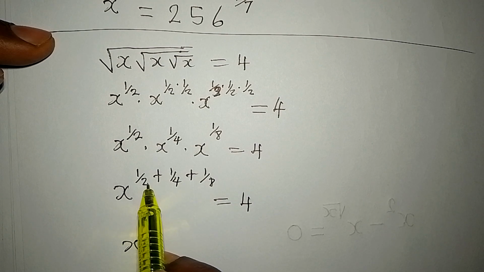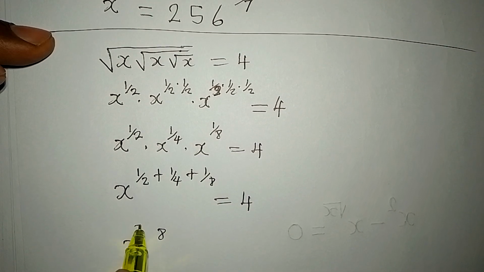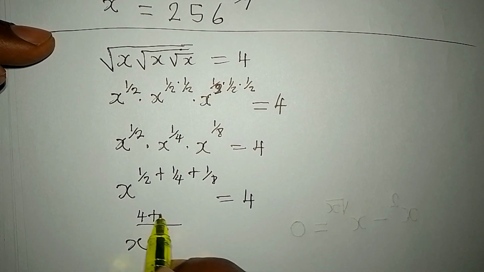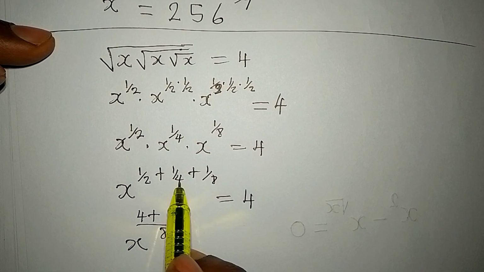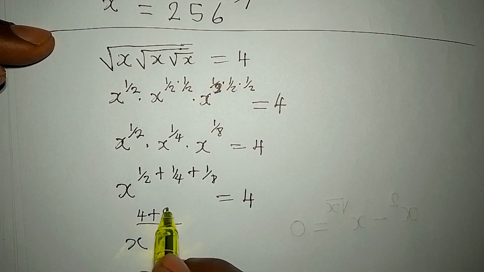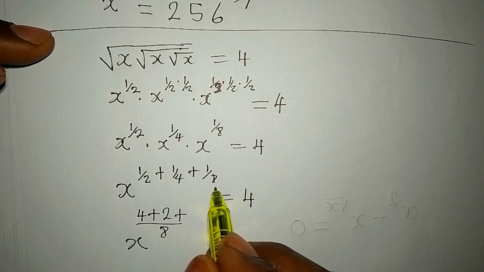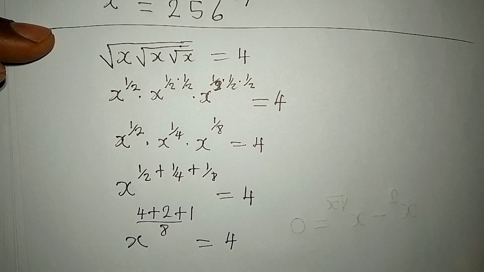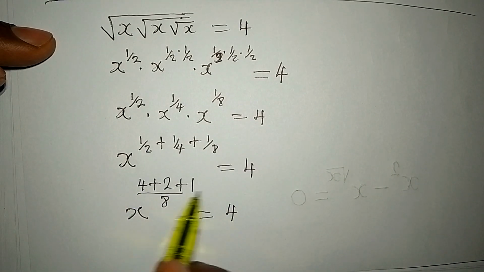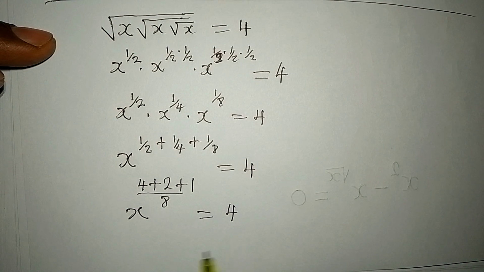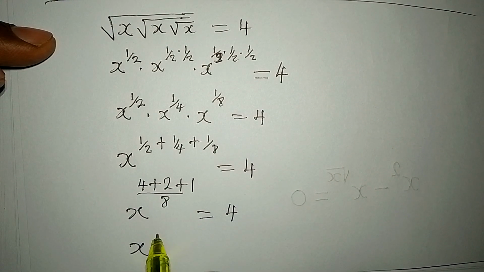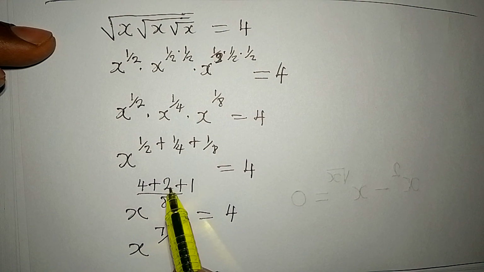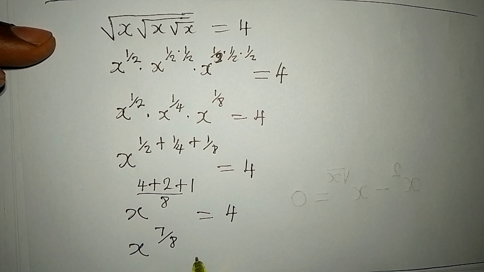So the LCM of 2, 4, and 8 is 8. Then 8 divided by 2 is 4 times 1 is 4, plus 8 divided by 4 is 2 times 1, that will be 2, plus 8 divided by 8 is 1 times 1 is 1. So everything is equal to 4. Now we're going to add the powers, right? So we'll be having x to the power of 7 over 8. 4 plus 2 plus 1 is 7, then it's over 8, equal to 4.